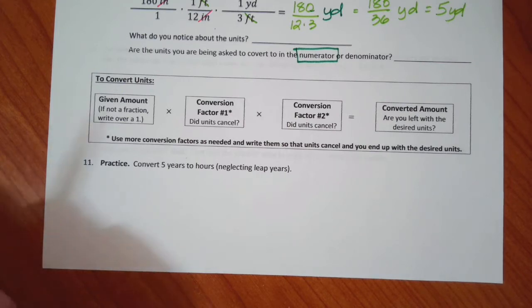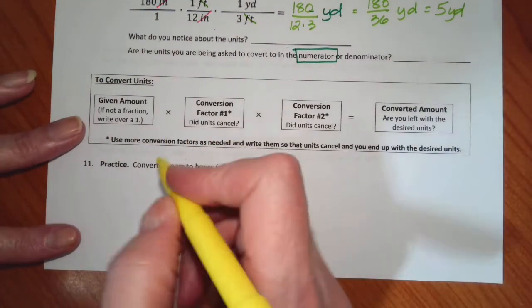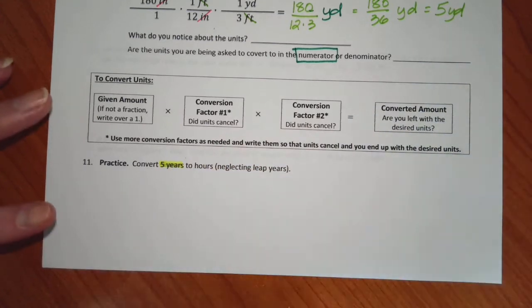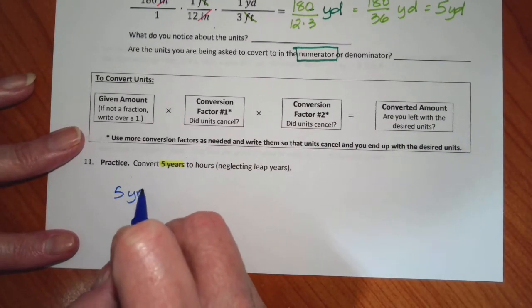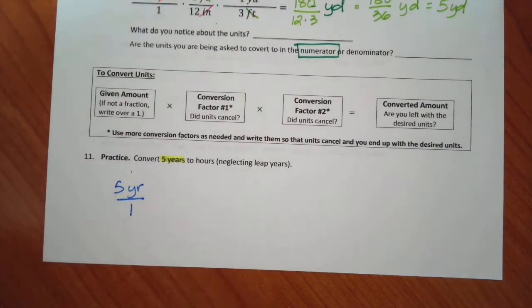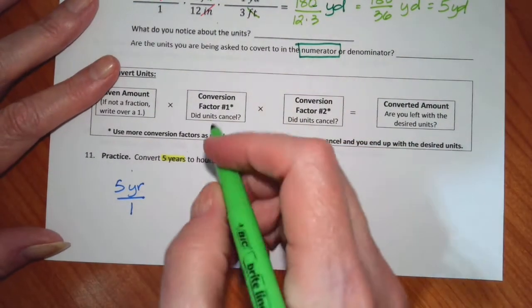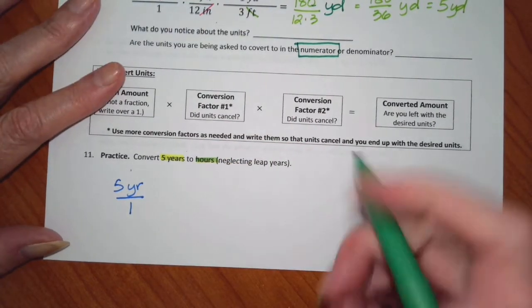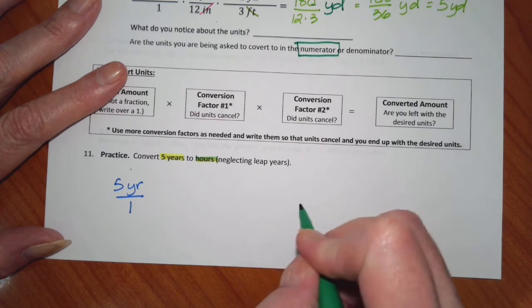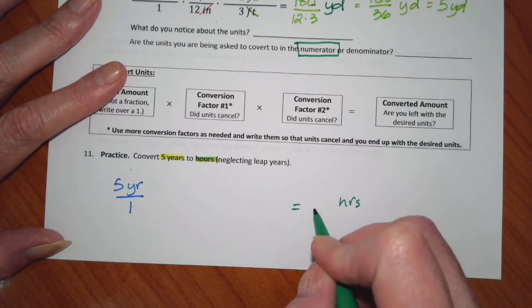So we want to convert 5 years to hours. Now, I don't know what that is off the top of my head, but I know I'm going to start with 5 years. And of course, I'm going to put it over 1. Now, where do I end up? In hours. So I'm going to leave myself some space because this is going to equal something in hours.